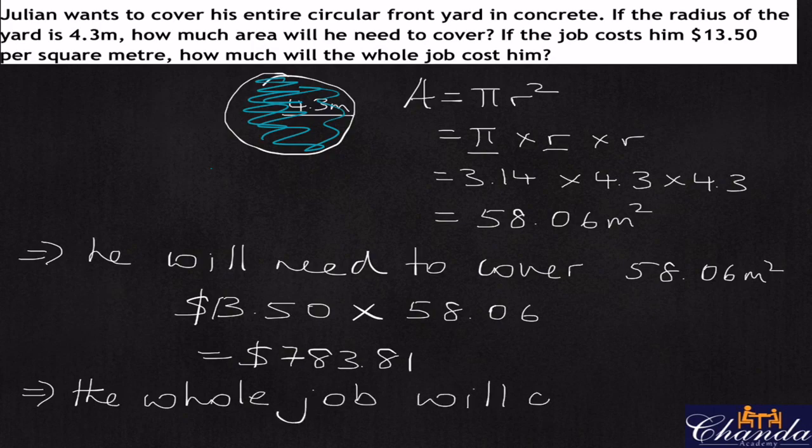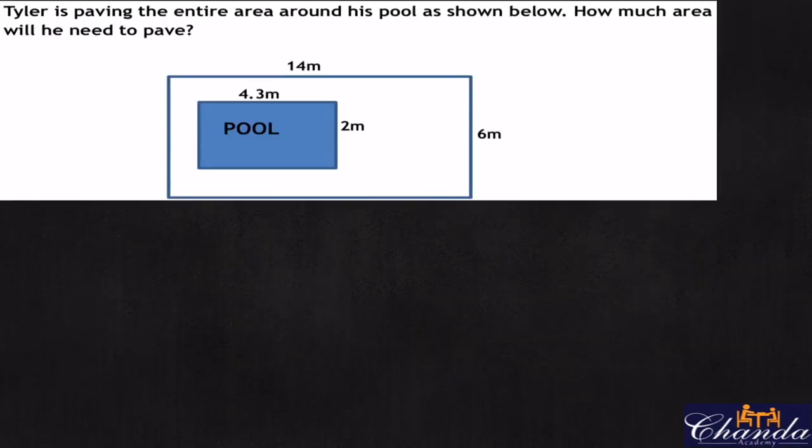Moving on to the next question. So this question says, Tyler is paving the entire area around his pool as shown below. How much area will he need to pave? So we have this big rectangle here, 14 meters by 6 meters, which is obviously maybe his backyard, and then he has the pool sitting in the side there. So the area that he needs to actually pave is this area here, so everything but the actual pool. So this entire area needs to be paved.